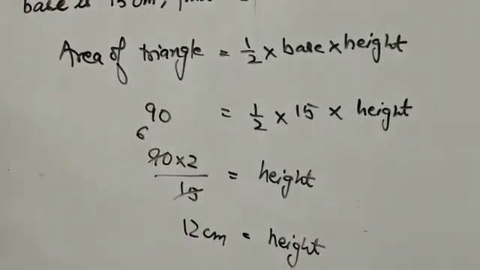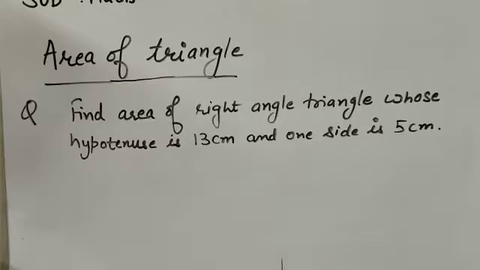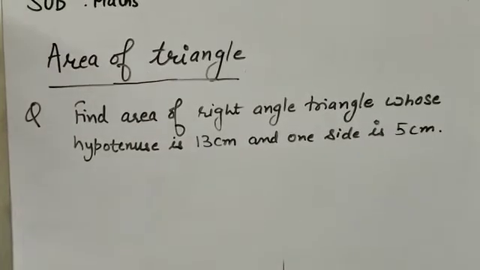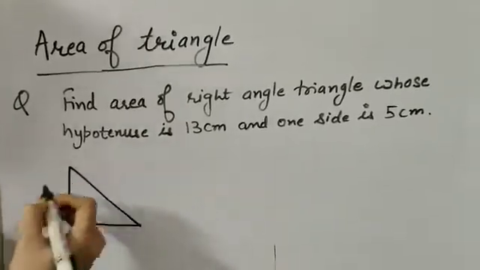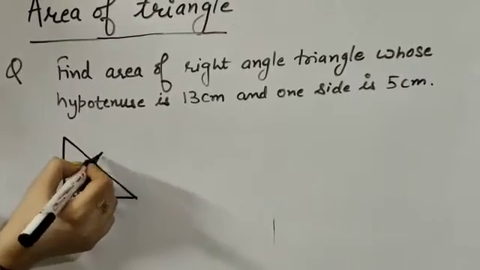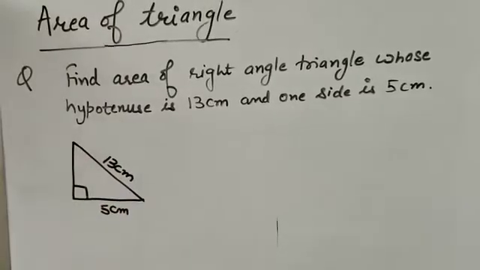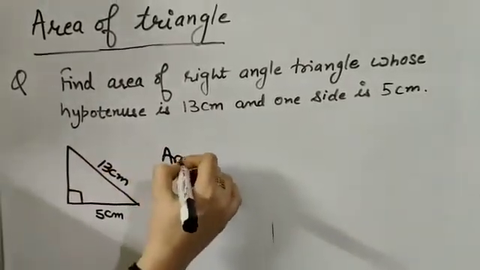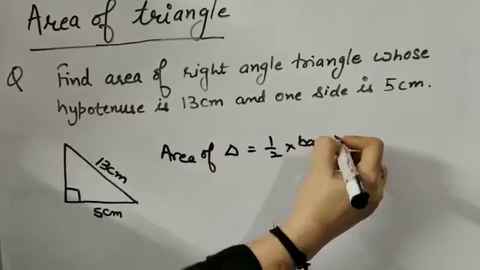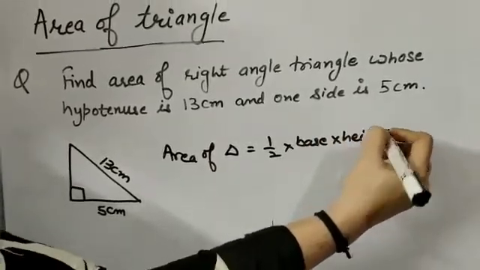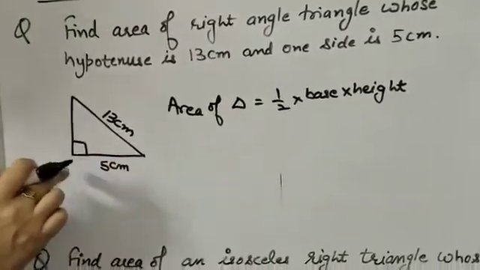is 12 centimeter. Now the next question: find the area of a right angle triangle whose hypotenuse and one side are given to us. This is a right angle triangle in which one angle is 90 degrees, and we all know that the side opposite to this right angle is the hypotenuse, which is given to us, and one of the sides we are taking as base, 5 centimeter. Now area of the triangle is half base into height. We need this height to find the area, but what is given to us? We have been given the base and the hypotenuse.